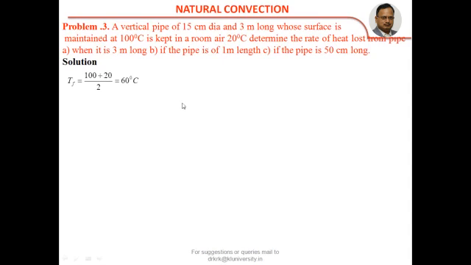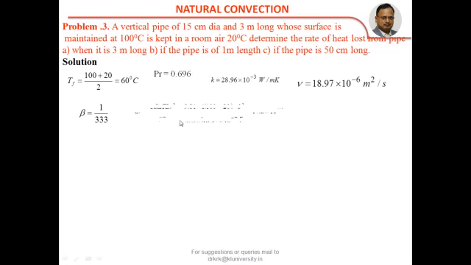Film temperature is 60, (100 plus 20) by 2. Properties are extracted: Prandtl number, thermal conductivity, mu. And of course beta is 1 by Tf, so this is equal to 1 by (273 plus 60), 333. And Grashof number is g beta delta T, vertical pipe, so the characteristic dimension is length 3 meters, L cube by mu square, which we have obtained. And now Rayleigh number is the product of Grashof number and Prandtl number, that is 12.25 into 10 power 10.